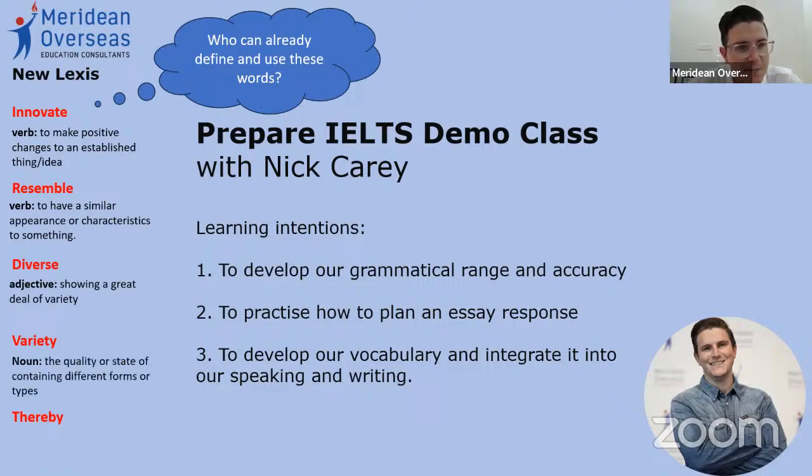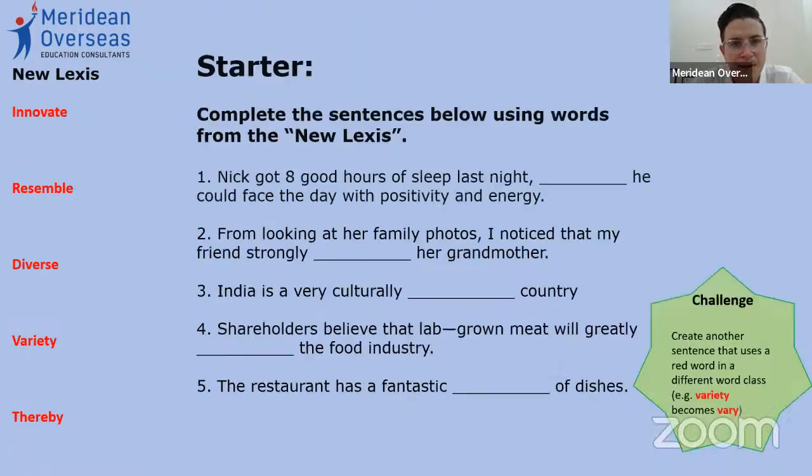Next, we have variety, similar to diverse, and it's a quality or state of containing different forms or types of things. So, for example, in a diverse society, there will be a variety of perspectives and opinions of things. And finally, we have this word thereby. This is an adverb that introduces the effect of something that has previously been mentioned. And I want you to see if you can try and integrate these 5 words in our writing tasks today.